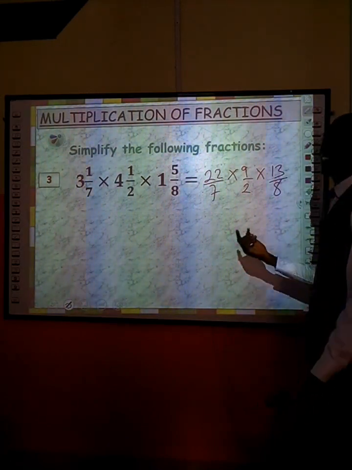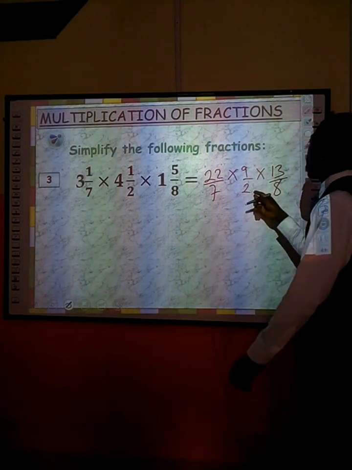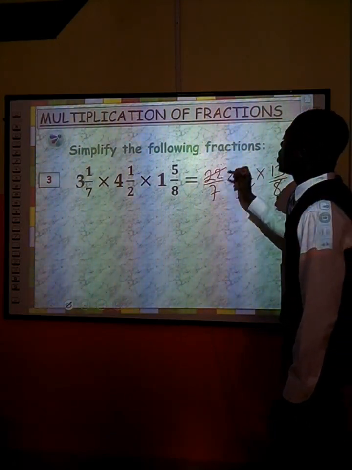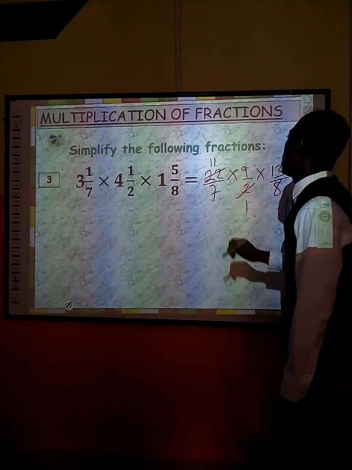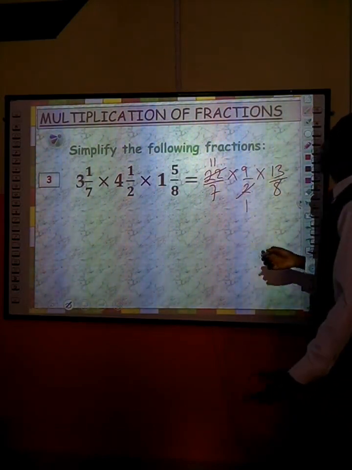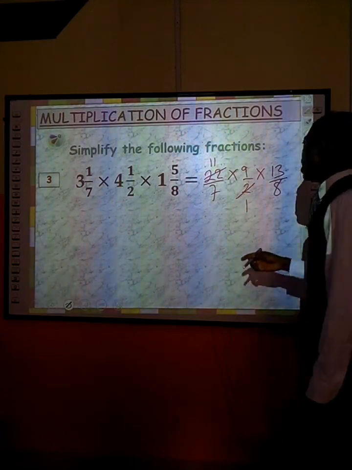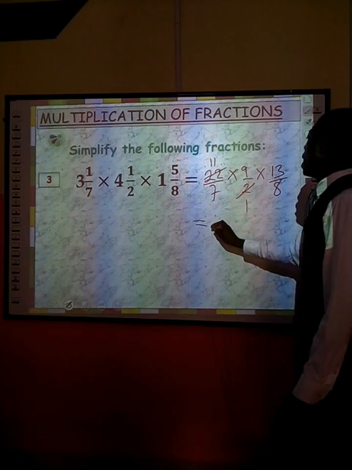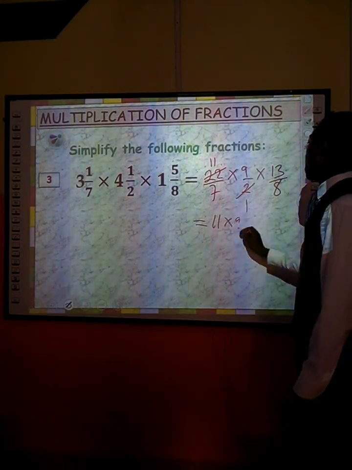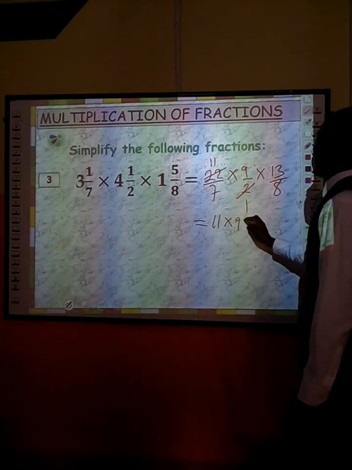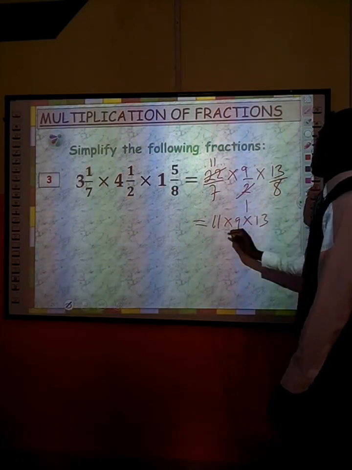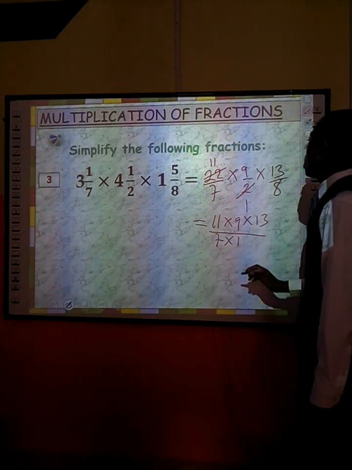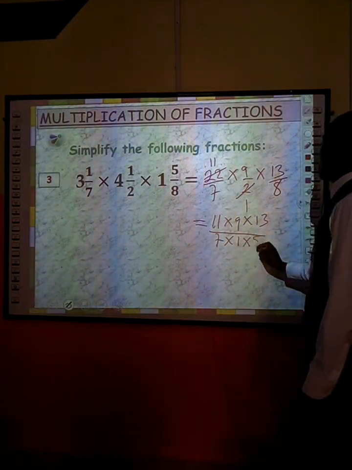Now what do you now do? You look very well now and see what you can cancel across. If you check very well, you see that 2 can go in 22. So you say 2 here, 1. 2 in 22, how many is that? That should be 11. Now if you check very well, there's nothing else to cancel. So the final answer, you multiply 11 by what? By 9, and then you multiply the remaining one by 13, all over what? 7 times 1, then multiply by 8.